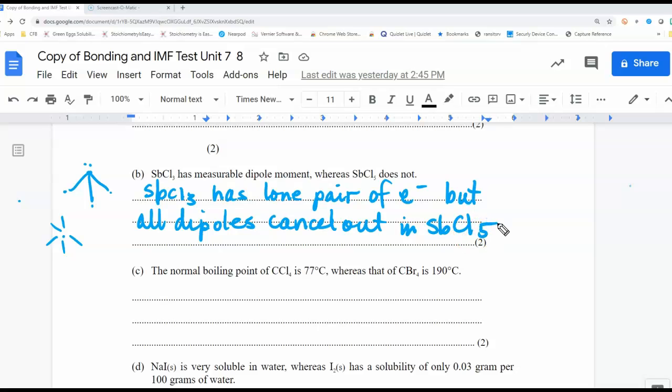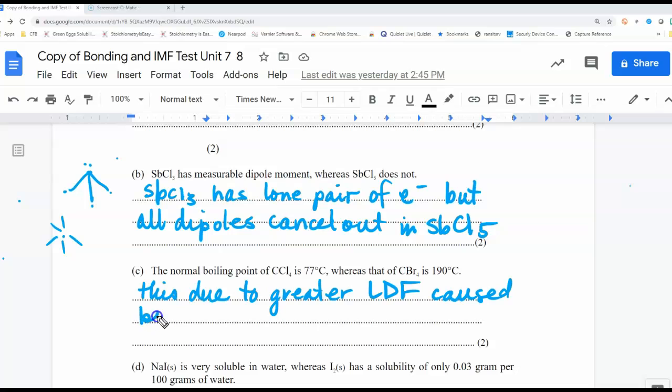SbCl5. Okay. Normal boiling point of CCl4 is 77 degrees, whereas that of CBr4 is 190. This is due to, and you might be tempted to say, well, it must be due to hydrogen bonding, but it's not due to hydrogen bonding because there's no hydrogen bonding here. Instead, this is due to greater London dispersion forces, LDF, caused by higher relative molar mass.